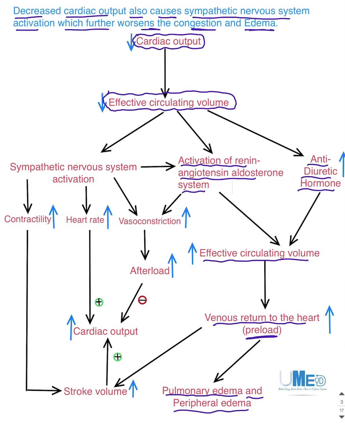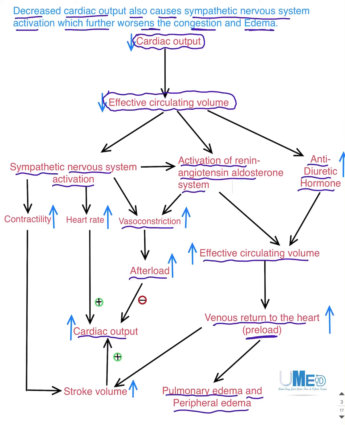And we all know that as the cardiac output decreases and the effective circulating volume decreases, these both cause the activation of the sympathetic nervous system. And when the sympathetic nervous system is activated, this causes vasoconstriction, and vasoconstriction increases the afterload. Obviously, when there is vasoconstriction, the left ventricle faces more resistance to pump blood into the aorta, and this can decrease the cardiac output, further worsening the congestion.